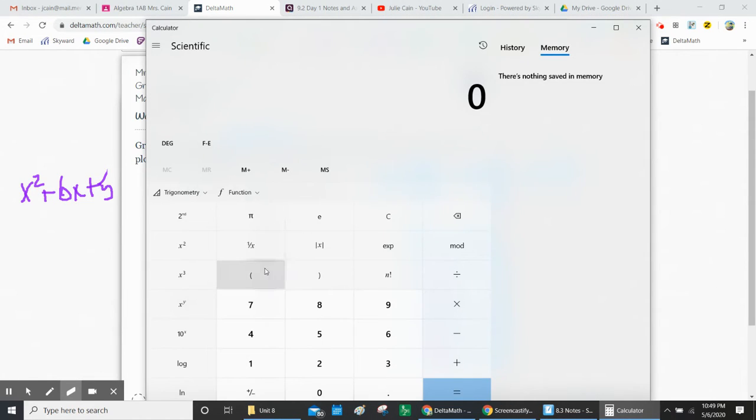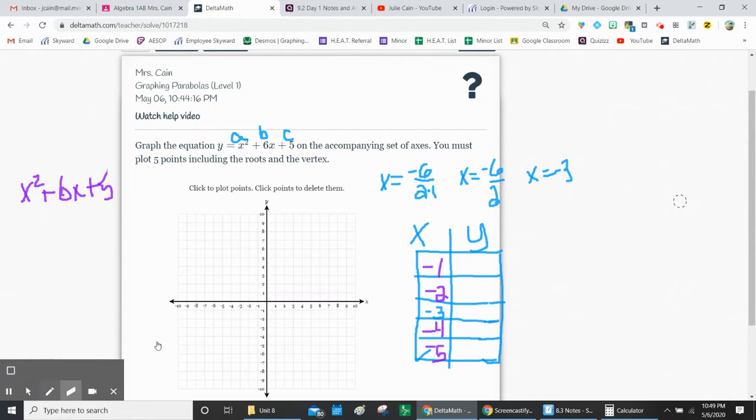Let's start with our -1. So I'm going to put in parentheses. My calculator, I have to put the negative after the number, but that's okay. So -1, and I'm going to square it, plus 6 times -1 plus 5. Oh, I'm sorry, plus 5. That gives me an answer of 0. Because that would be 1 times plus -6 plus 5. Yeah, that would give me an answer of 0. So there's my first point. I get a 0 here.